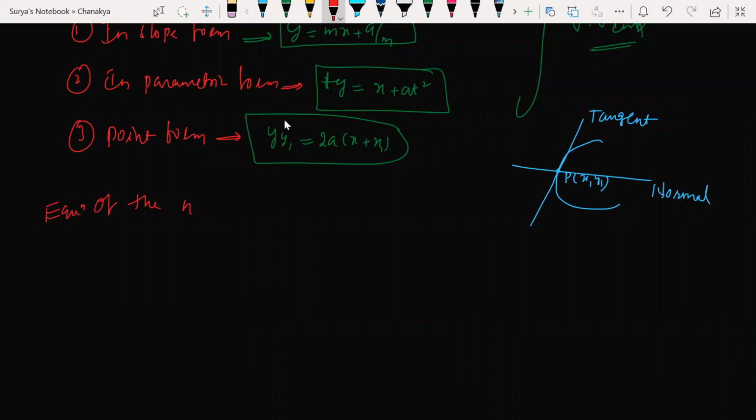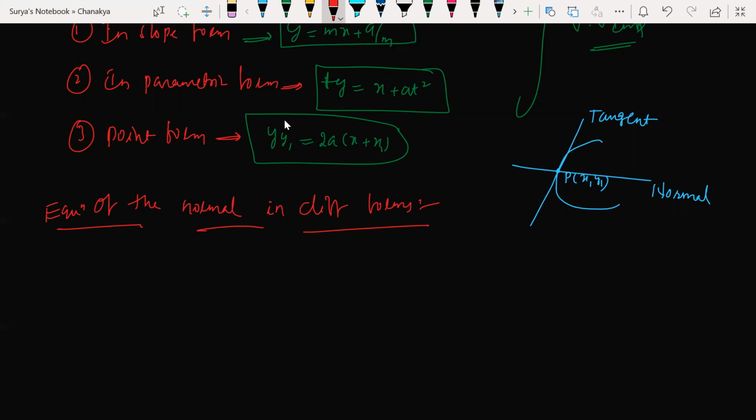Equation of the normal in different forms. See, equation of the tangent we learned in different forms. Now equation of the normal in different forms. See, I'll give you simple. I don't want to prove all that. I'll just tell you the simple things here. Do you want me to give direct formulas, or first questions, then we'll go for that? Okay.